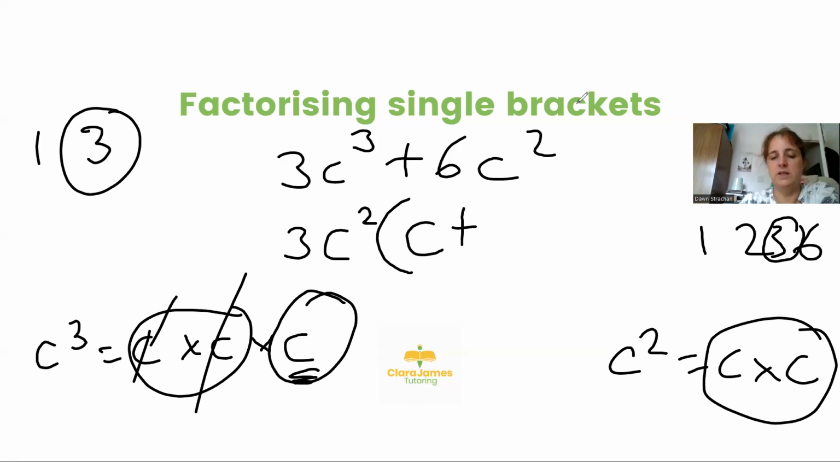And then we'll go plus, how many 3's in 6? 2. And we've already used C squared up because we've used the C squared here. Okay, so we can just close our brackets.